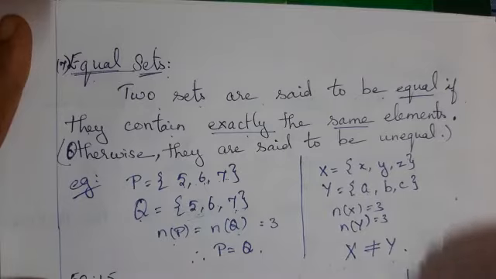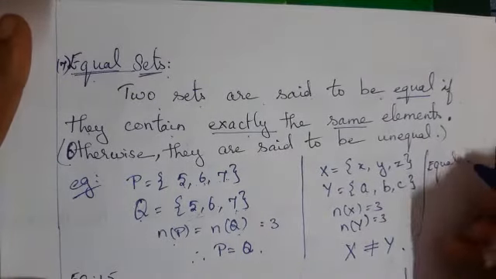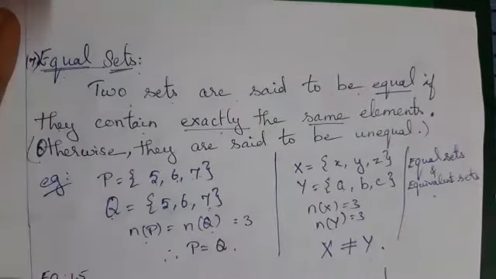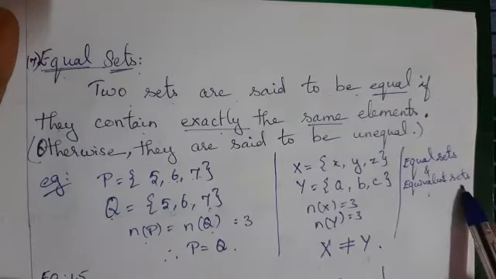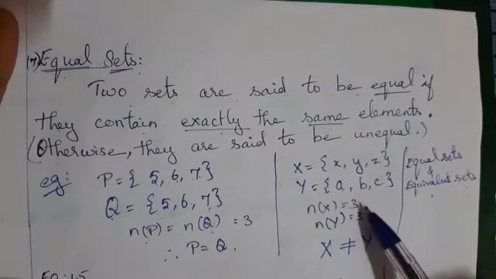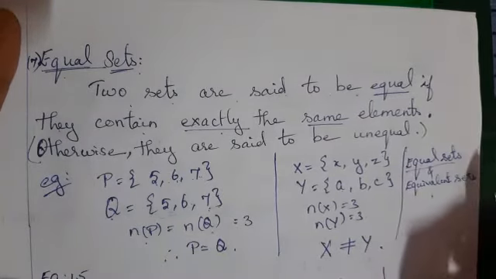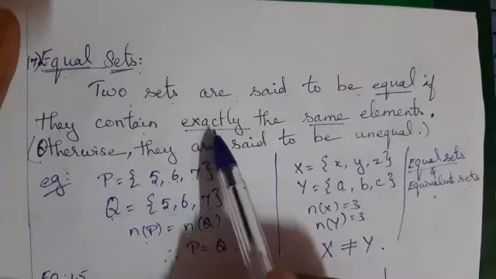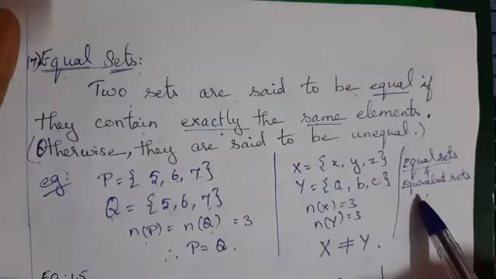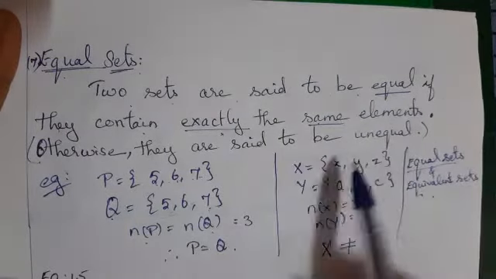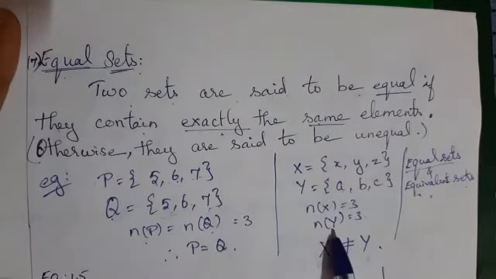What is the difference between equal sets and equivalent sets? The number of elements is the same in both, but in equal sets, all the elements are exactly the same. In equivalent sets, the elements can be different. Therefore, this is an equal set, and this is an equivalent set.